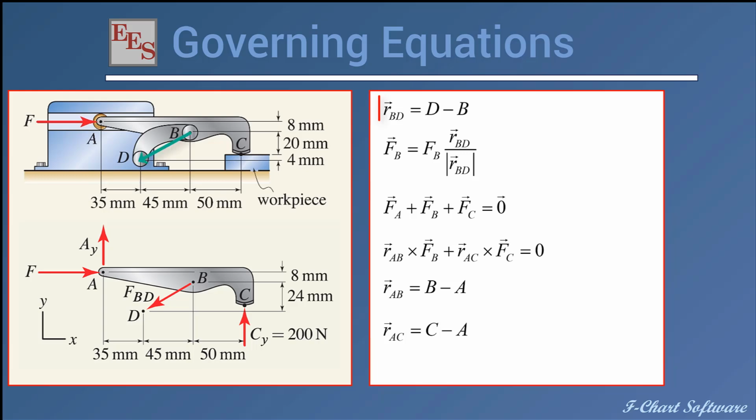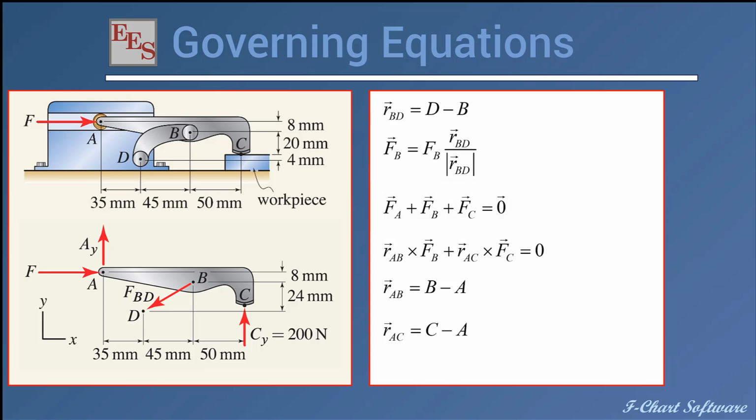First we'll define the position vector RBD, which is just the coordinate of point D minus B, and that's going to give me the direction of FBD. So FB is going to be the magnitude of that force multiplied by the unit vector in that direction, RBD. Then I have a force equilibrium equation, which is that the forces A plus B plus C have to equal 0, and that's a vector equation.